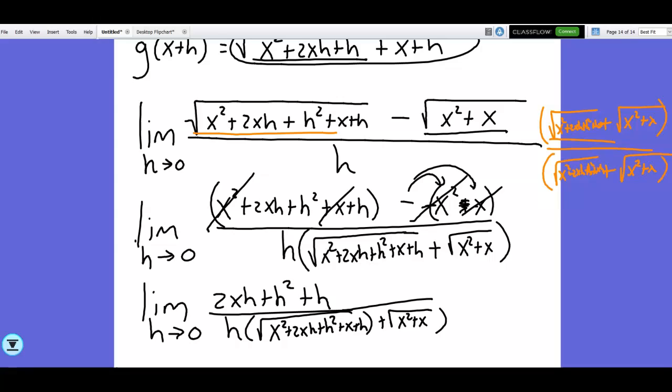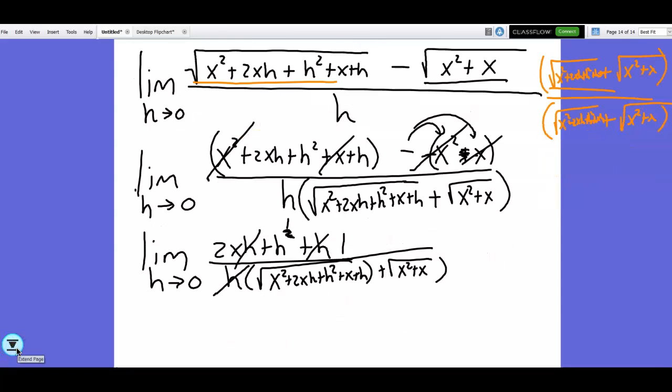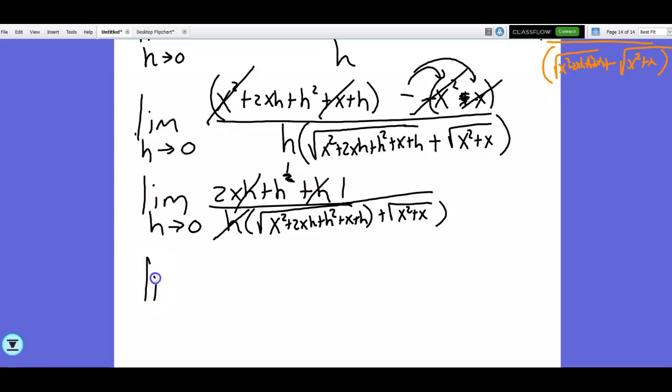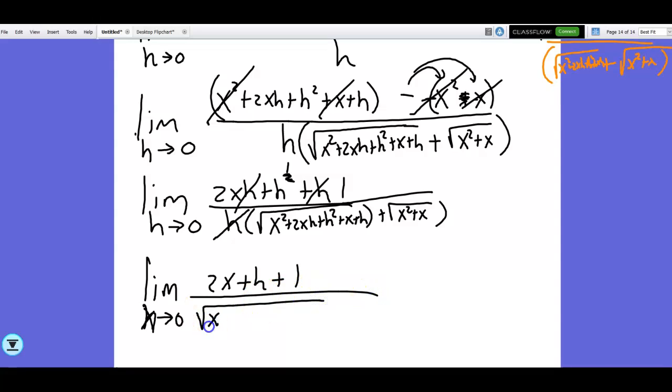Okay. Now at this point, we're ready to remove the discontinuity. Every term on the top has an h. So I could divide this h on the bottom into each term on the top. So that takes one h away here. It takes one h away here. And it also changes that. Now h divided by h there is going to leave a 1, just so you guys know. That's an interesting little thing we haven't seen yet. All right, so now I have the limit as h approaches 0 of 2x plus h plus 1 all over this big long string of letters.